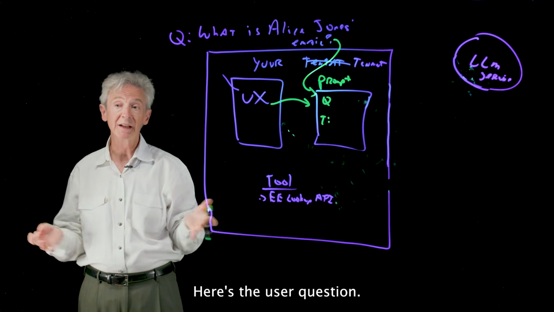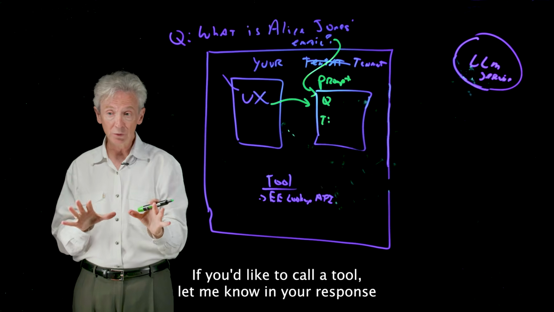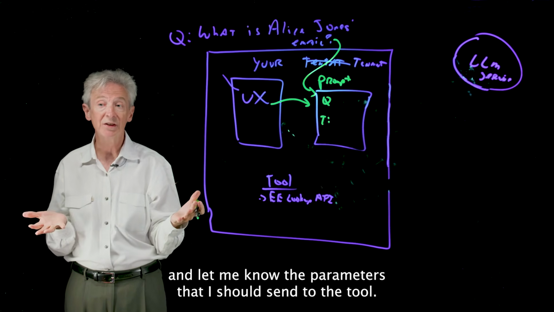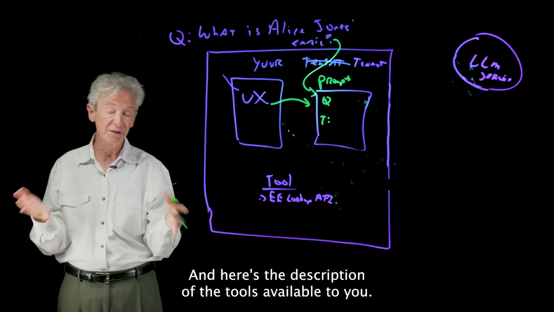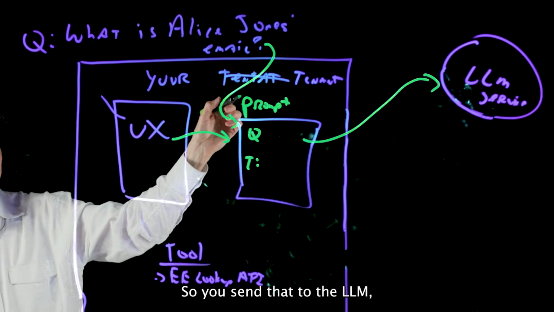So what actually happens is the prompt is the same. Here's the user question. Here are the tools that are available to you. If you'd like to call a tool, let me know in your response and let me know the parameters that I should send to the tool. And here's the description of the tools available to you. So you send that to the LLM.